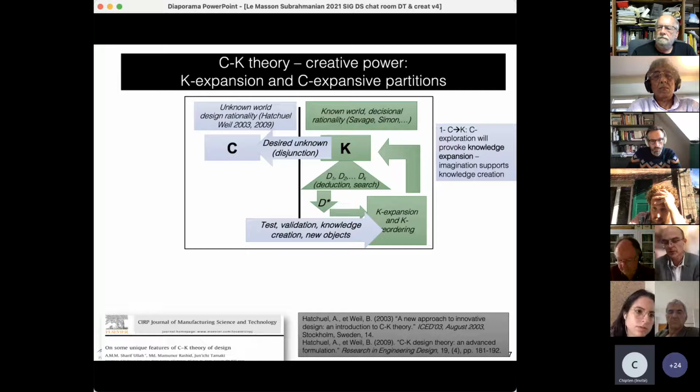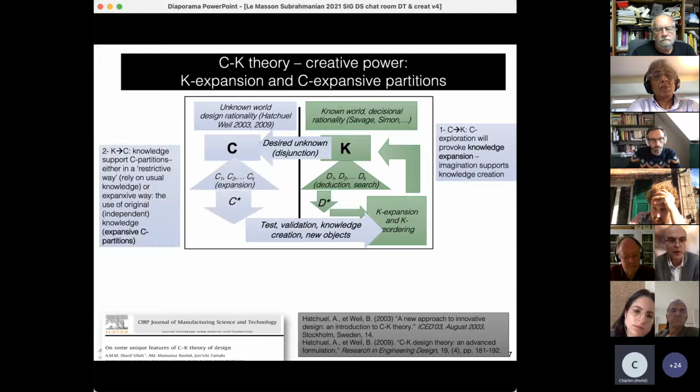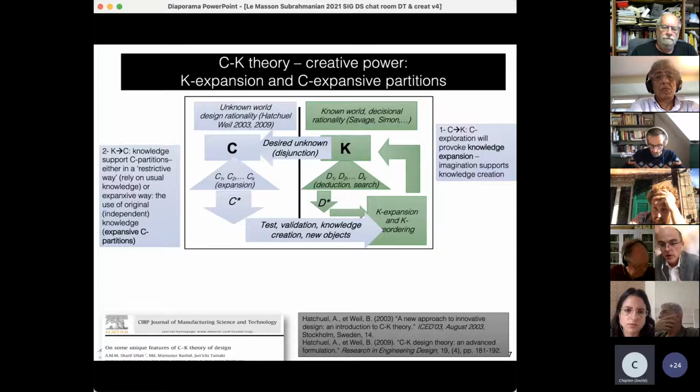But this new knowledge can then be reused to develop your concept. Of course, you could use so-called restrictive knowledge, so the knowledge you know on energy systems. But you can also try to wonder if there is strange knowledge that could be useful for your concept. A knowledge that wasn't used beforehand. A knowledge that is independent of the problem until now. And this knowledge will create a so-called expansive C partition, which will push you to explore quite unexpected directions to develop your concept. This is a second engine for creativity, the moment where knowledge creates expansive partitions. So we see that there is a creative power in CK theory that is based on the interaction between knowledge expansion and C expansive partitions.